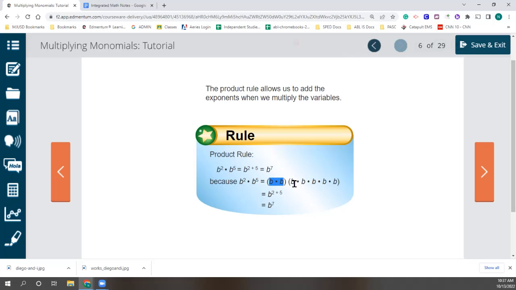Now, b to the 5th power is b, 1b, 2b, 3b, 4b, 5b. It's not 5 b's though, it is b times b times b times b times b, or also said b multiplied by b multiplied by b multiplied by b multiplied by b. Hence, 1, 2, 3, 4, 5, 6, 7 b's multiplied by each other. Exponents. If you have questions about exponents, please don't hesitate to ask.